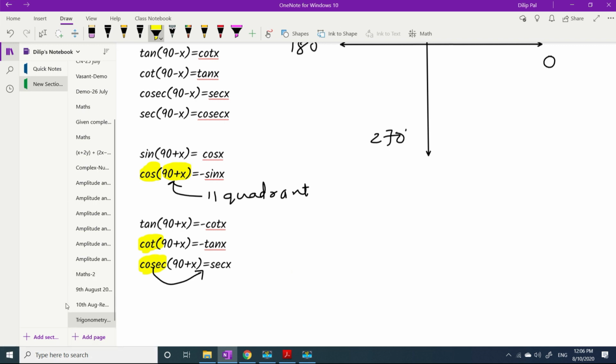Next, what about sec 90 plus x? So I am writing here sec 90 plus x. Now what is the answer of it? Sec 90 plus x is going to be minus cosec x. So this is the basic thing. As I have told you, these are very important, and if you understood this concept, the first exercise of your trigonometry, at least 25% of the problems we can solve by using this concept. So later we are going to use this concept and solve the problems.